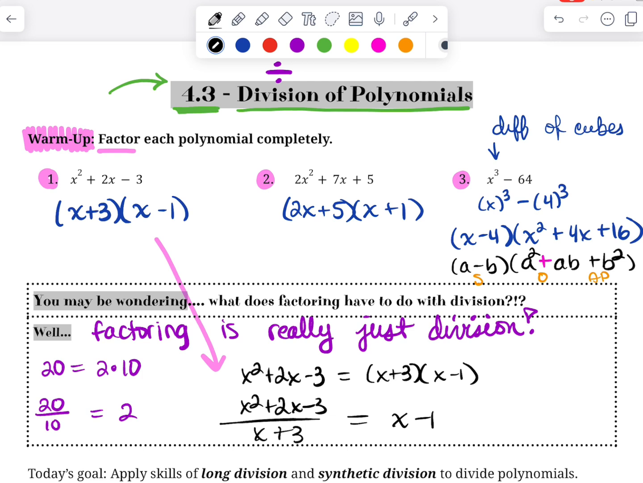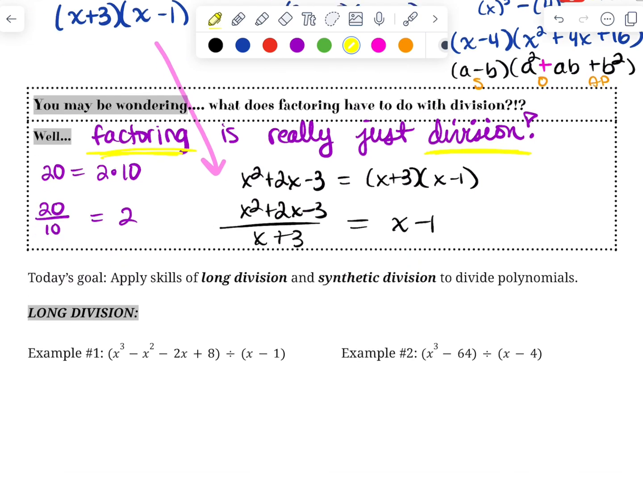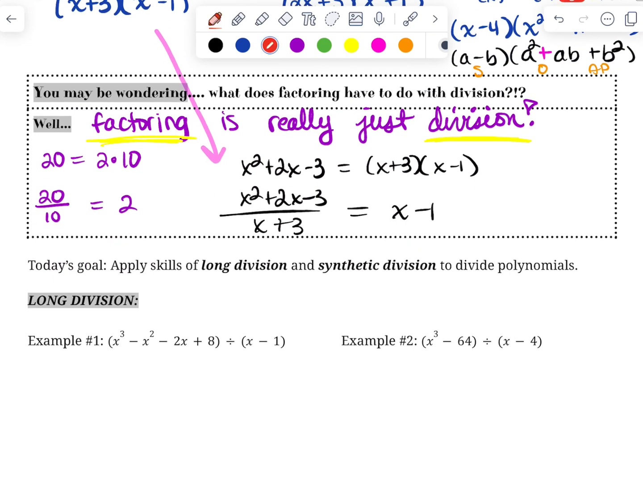But a really important thing for you to take away from today is really that division is sort of just another way to factor, okay? But it might be used for when you're not sure how to factor something. So today's goal is that we are going to apply 2 ideas. One of them is long division, just like you long divide numbers, and one of them is called synthetic division in order to divide polynomials, okay?